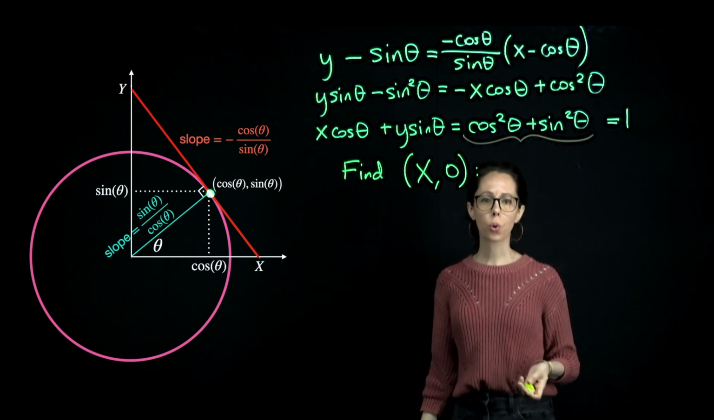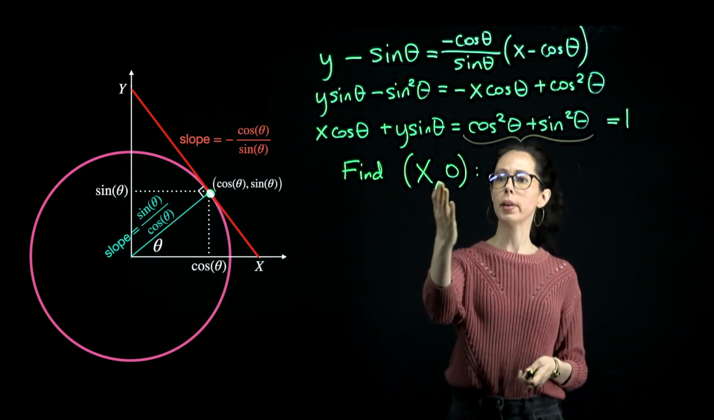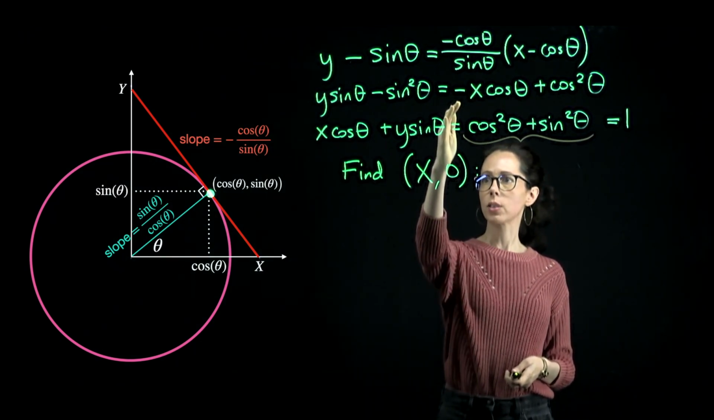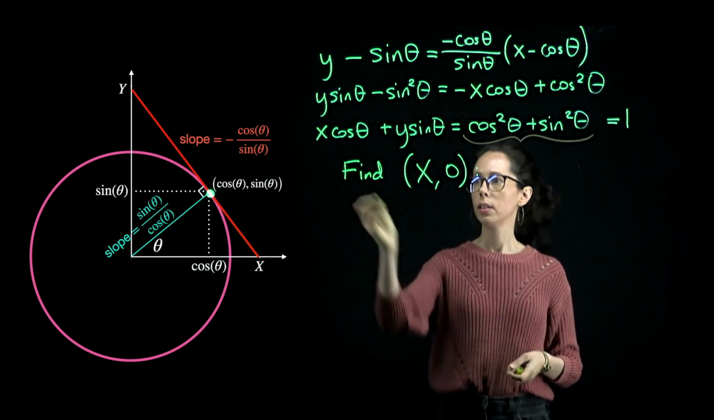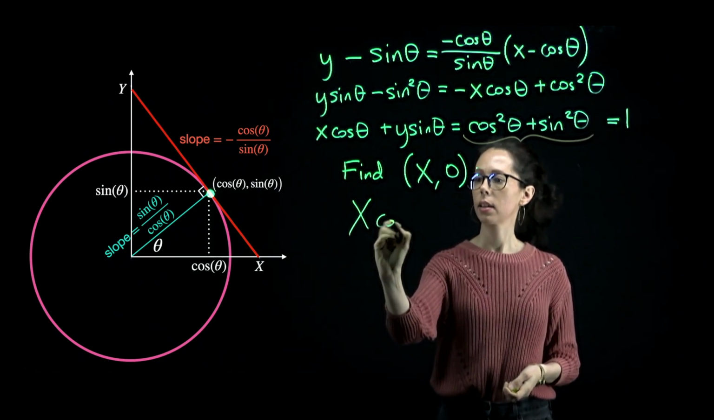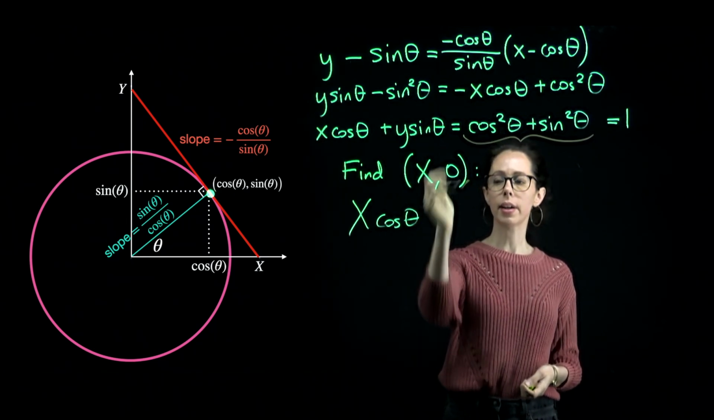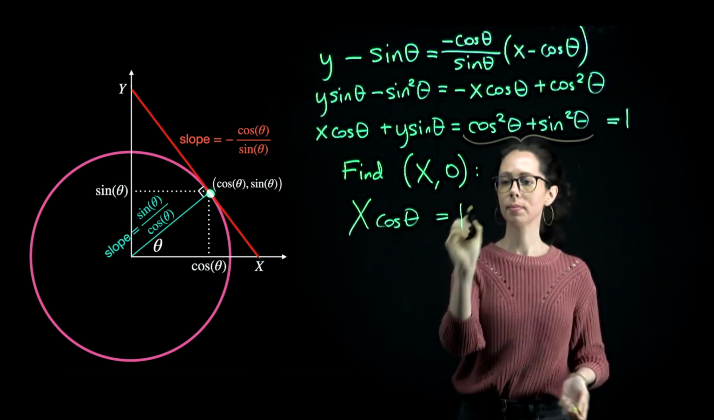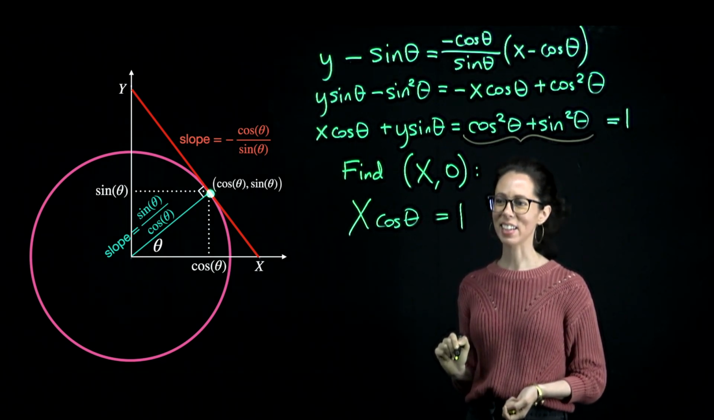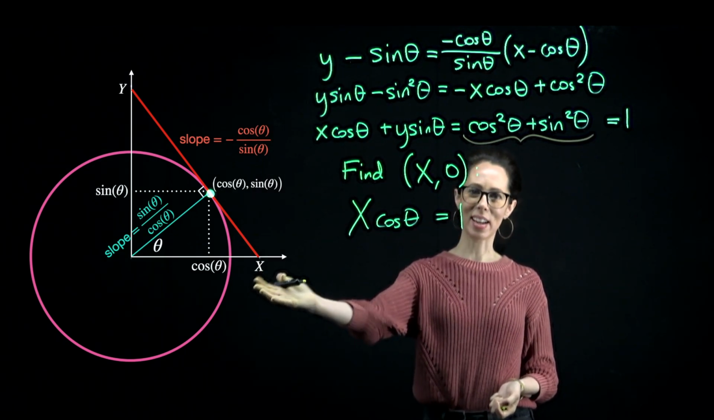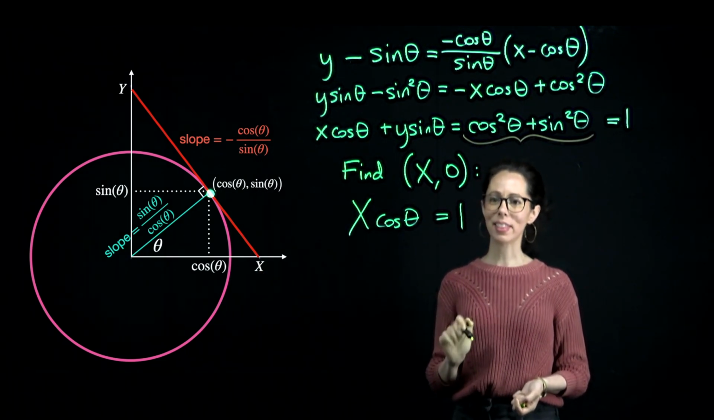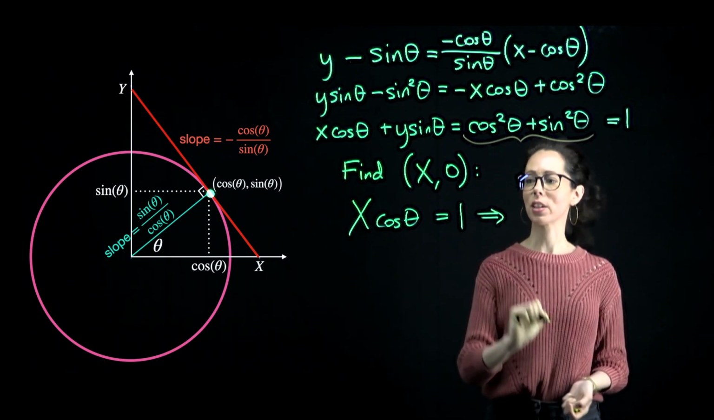So to find the x-coordinate of the x-intercept, we zero out the y-coordinate. That's going to cause this term to vanish. So we're left with x cosine of theta plus 0 equals 1. Right? That tells me that this x-coordinate down here is 1 over cosine of theta, but it's probably more fun to call that secant of theta.